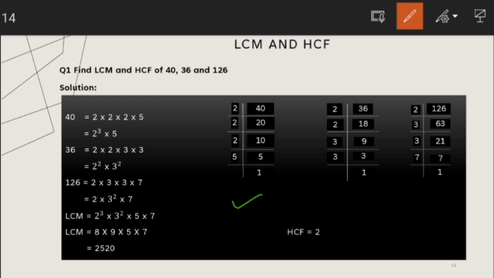After that, 126 we have done 2 into 3 into 3 into 7. 2, 3 is 6, 3 is 18, 7s are 126. 3 is repeating 2 times here. So 2 into 3 to the power 2 into 7. This one.